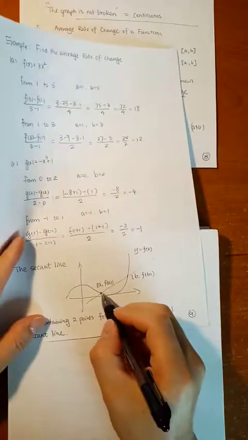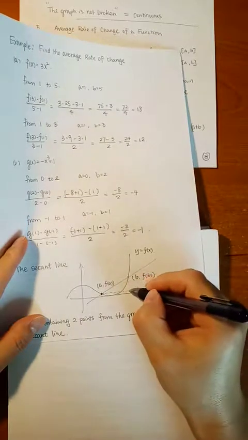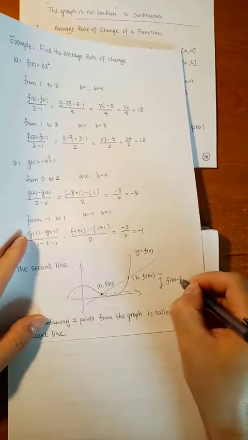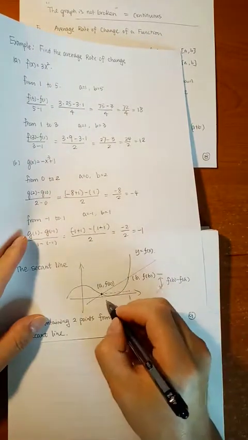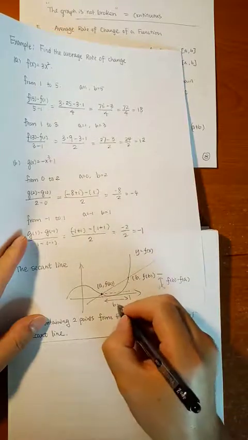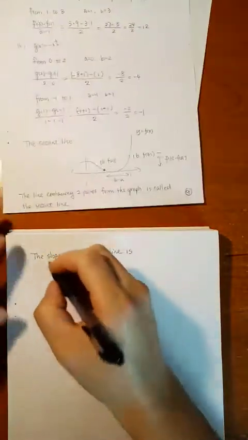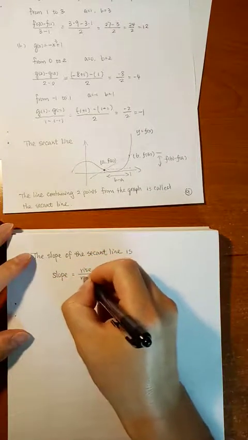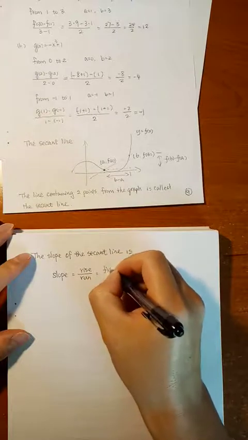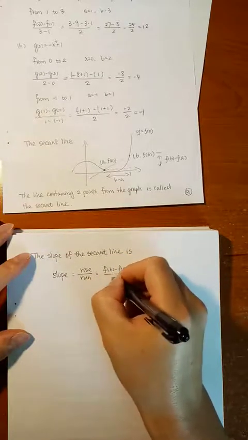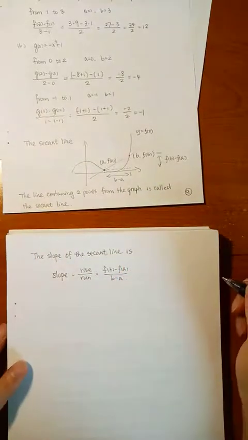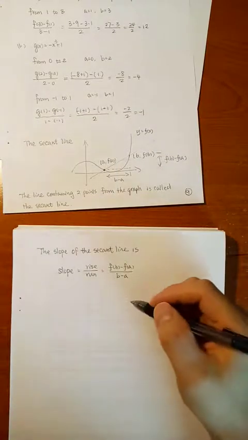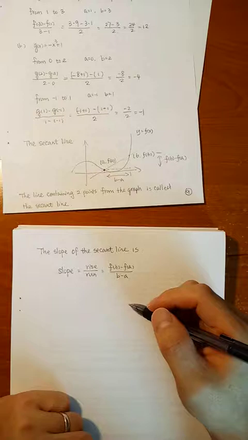So let's check. Rise: f(B) minus f(A). Run: B minus A. So the slope is rise over run, which is f(B) minus f(A) over B minus A. So that's a geometric concept. Check this. This is exactly the average rate of change.